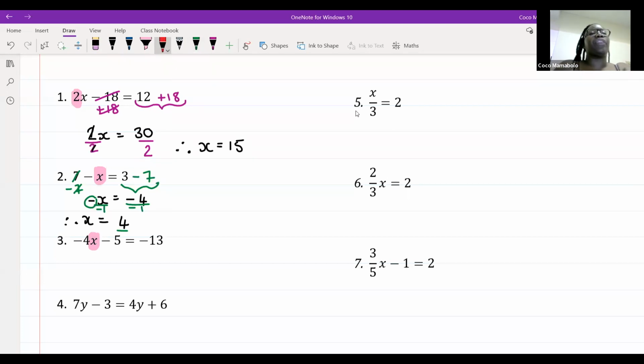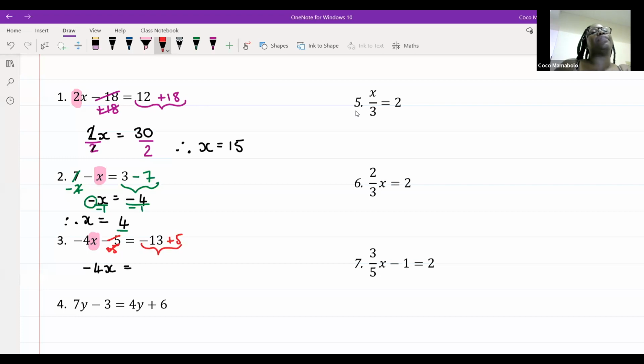All right. So the first thing I'm going to do on this side, guys, is I'm going to take my negative 5 over to the other side. I'm going to +5 and +5 on both sides. Negative 5 plus 5 will give me 0. So I'm going to have negative 4x is equal to, and then I have to do this part over here.